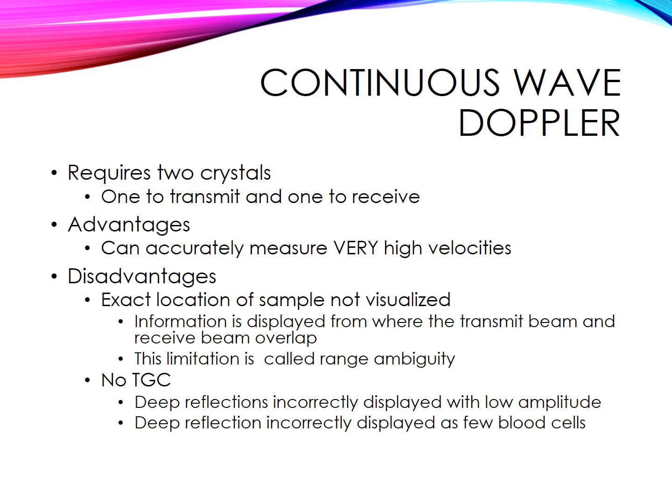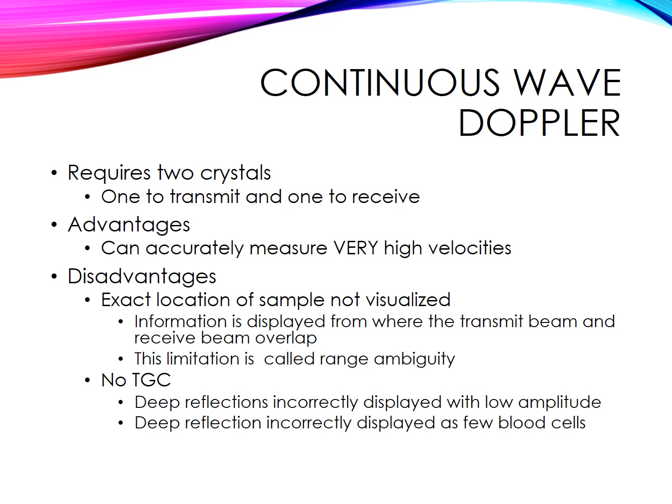The disadvantages to continuous wave Doppler, though, is that we don't really know the exact location of the sample. That's because continuous wave Doppler does not produce anatomical images. So we can guess as to where our continuous wave sample is being taken, but we cannot perfectly place it exactly where we want to. So information is going to be displayed from where the transmit beam and the receive beam are overlapping. So this limitation falls into the range ambiguity piece of it. And we'll discuss that a little bit more in a different slide with some pictures.